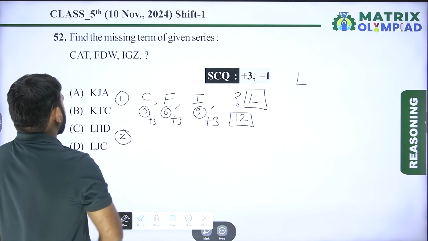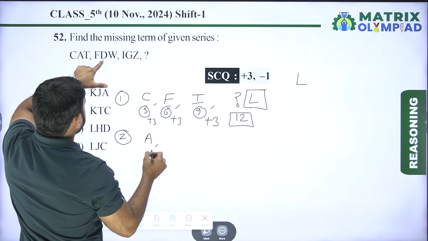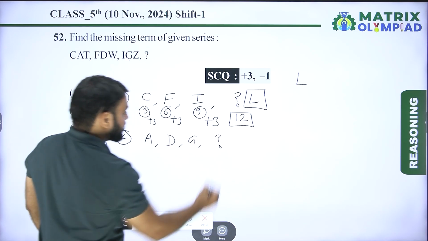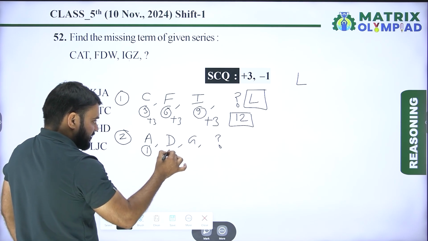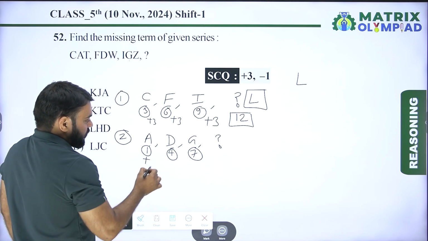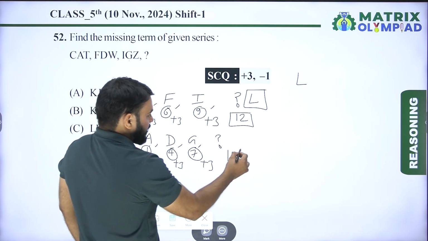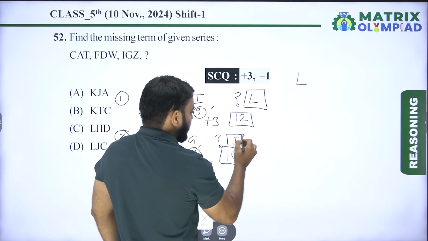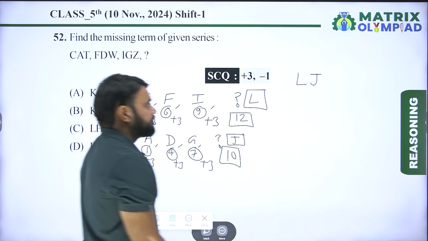Now take the second alphabet of each term. The second alphabet of the first term is A, of the second term is D, of the third term is G, and after G the next is missing. The place value of A is 1, of D is 4, of G is 7. So the pattern is 1 plus 3 gives 4. Now 4 plus 3 gives 7, and 7 plus 3 gives 10. So 10 means J, because the place value of J in the English alphabet is 10. So the second alphabet is J.